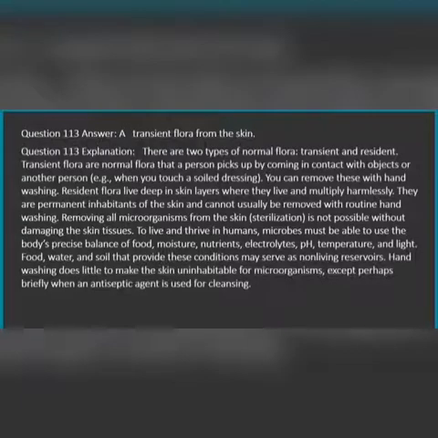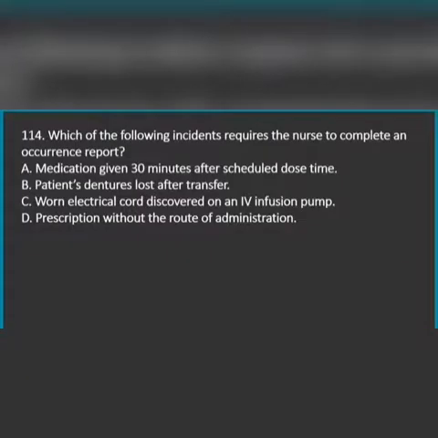To live and thrive in humans, microbes must be able to use the body's precise balance of food, moisture, nutrients, electrolytes, pH, temperature, and light. Food, water, and soil that provide these conditions may serve as non-living reservoirs. Hand washing does little to make the skin uninhabitable for microorganisms, except perhaps briefly when an antiseptic agent is used for cleansing. Question 114. Which of the following incidents requires the nurse to complete an occurrence report?